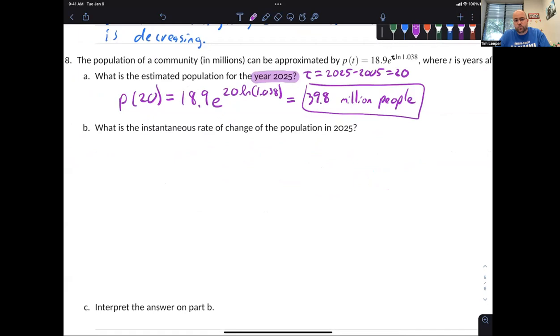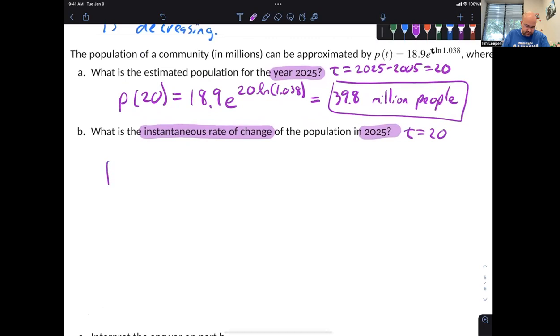B is asking, what is the instantaneous rate of change of the population in 2025? Again, t is still 20. But this time we want the instantaneous rate of change. In other words, we want the rate of change, which means we need to find the derivative. So we want to find P prime of t here.